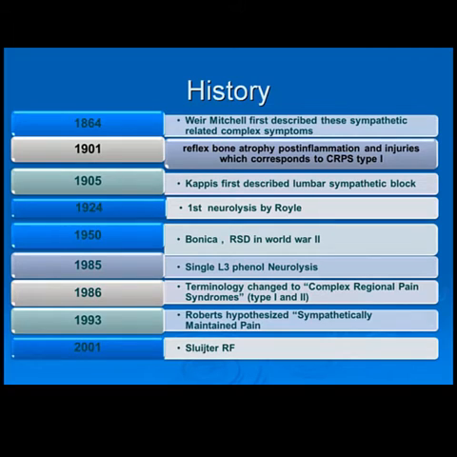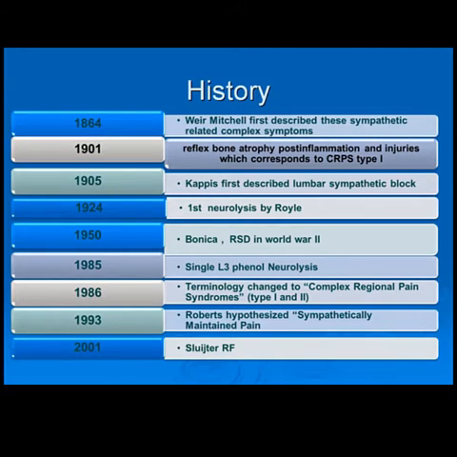And from that time, we categorized nerve injury versus no nerve injury. If there is nerve injury, the CRPS was termed as type 2. When there is no nerve injury, CRPS was termed as type 1. In 1905, Capus had the first lumbar sympathetic block done for patients who he anticipated were sympathetic mediated pain sufferers from complex regional pain syndrome.